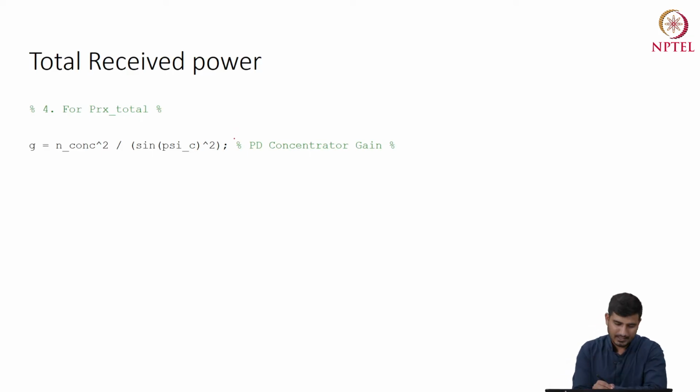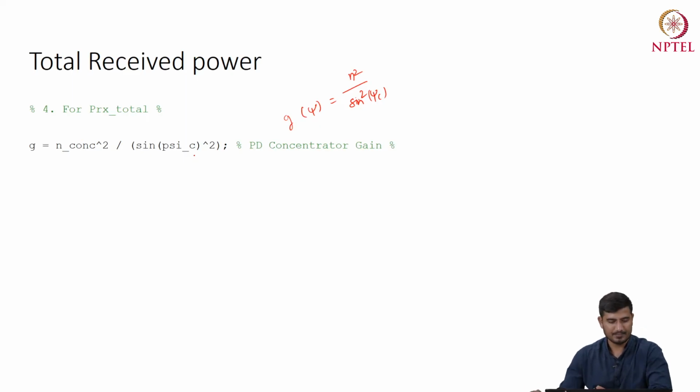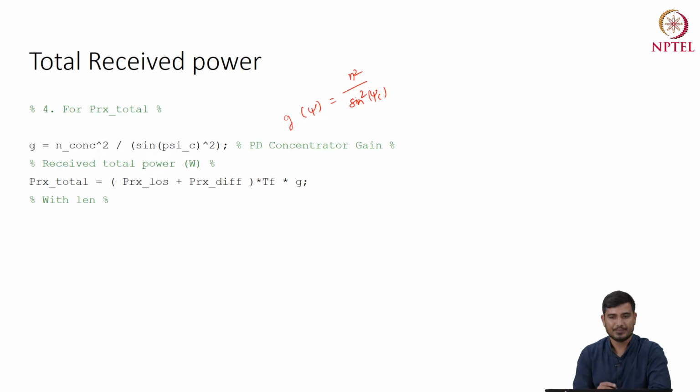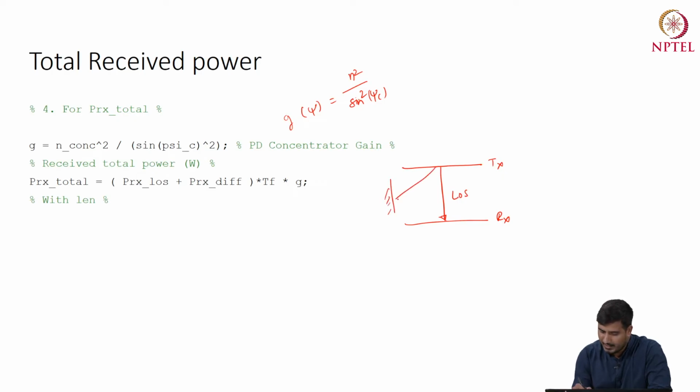So again, as I have mentioned earlier, this will be the PD concentrator gain G psi, which is defined as n square by sine square of the field of view of the receiver. We have already defined the reflectivity of the medium and the field of view of the receiver. So based on that, as I have shown you earlier, the transmitter plane in VLC, the receiver plane, the total power will be the sum of line of sight channel gain and the non-line of sight channel gain.